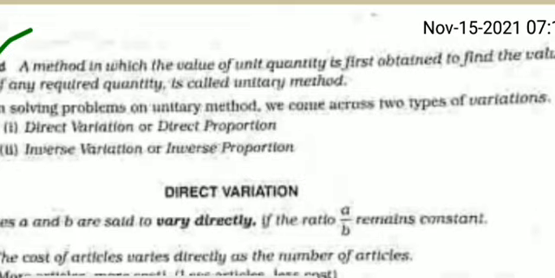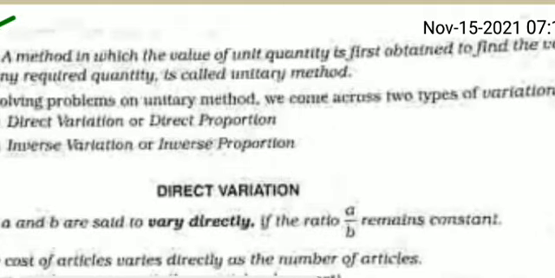In solving problems of unitary method, we come across two types of variations. One is direct variation, or also say direct proportion, and the next one is called inverse variation, or we can say inverse proportion. Clear, students?